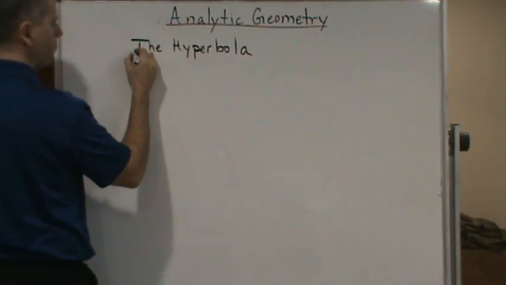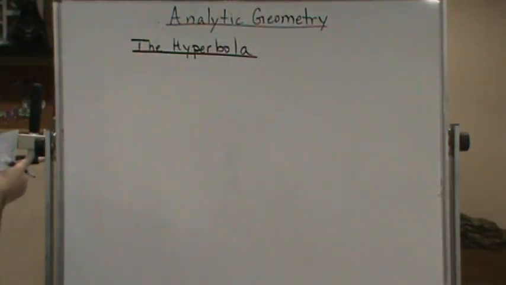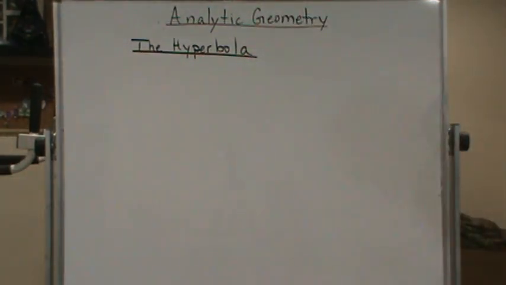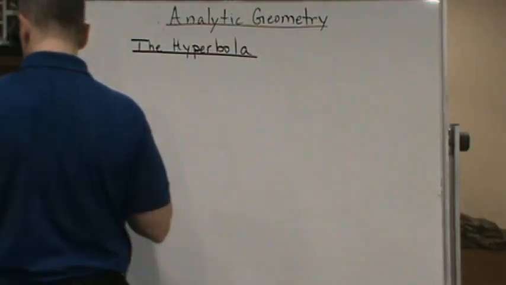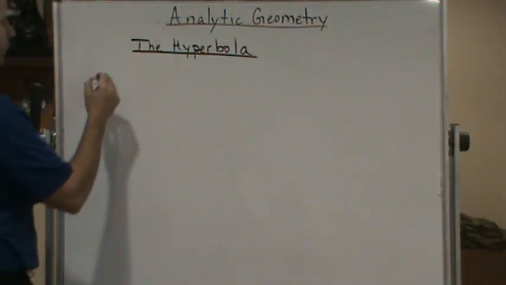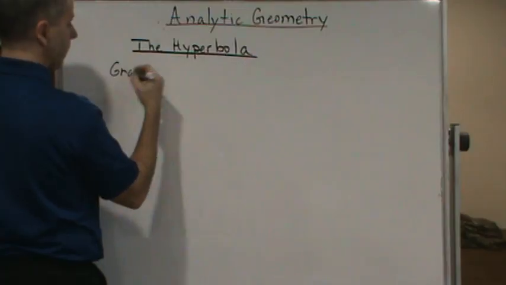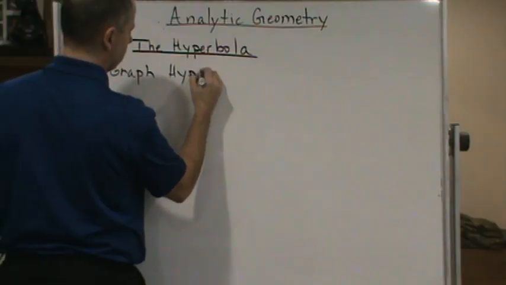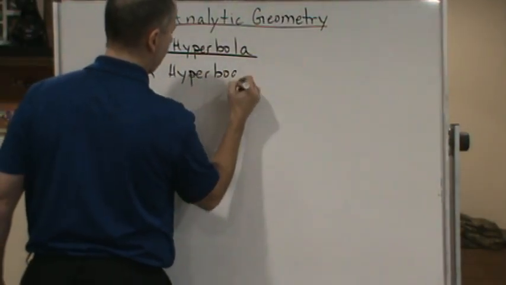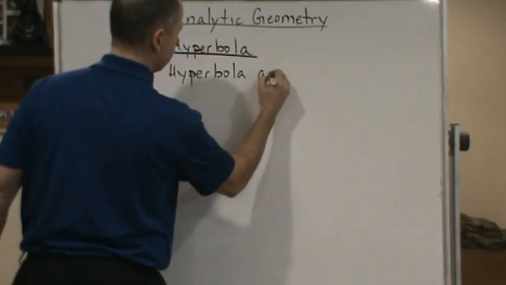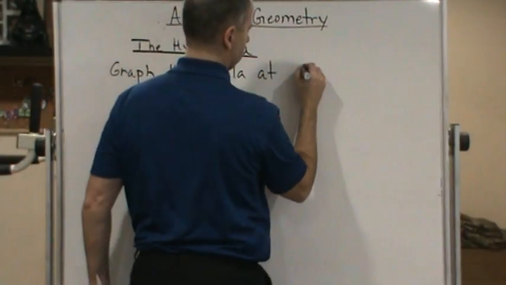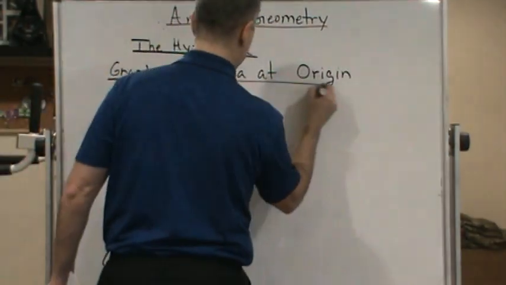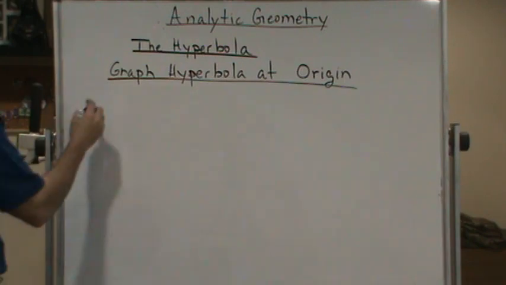So we talked about the ellipse before in the last section video. So now we're going to do the next conic section, which is the hyperbola. And we're going to do the graph of the hyperbola at the center, at the origin. Okay, so now we're going to start with the definition.